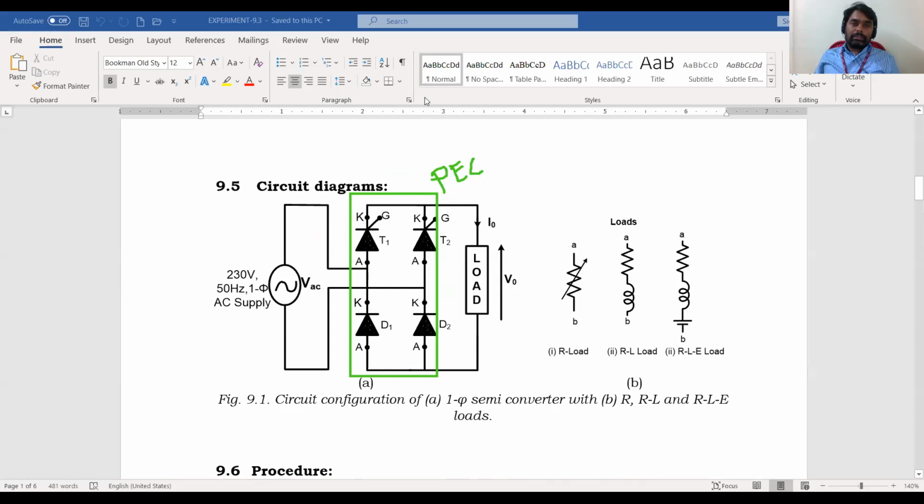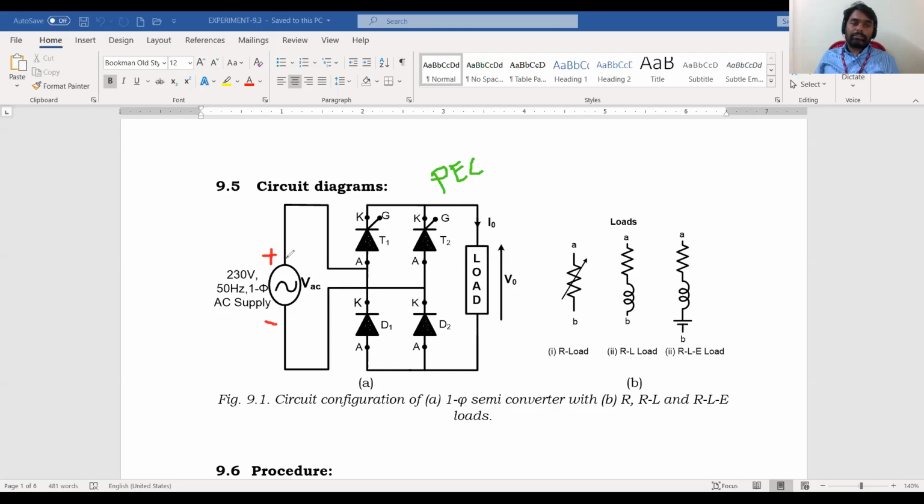Now we will see at which instant we are going to turn on T1 and at which instant we are going to turn on T2. D1 and D2 will automatically come into conduction whenever they are in forward bias condition. Forward bias means the anode should be connected to positive and the cathode to negative. If that is the case, without applying any gate pulse, since these are uncontrolled devices, they will come into conduction state.